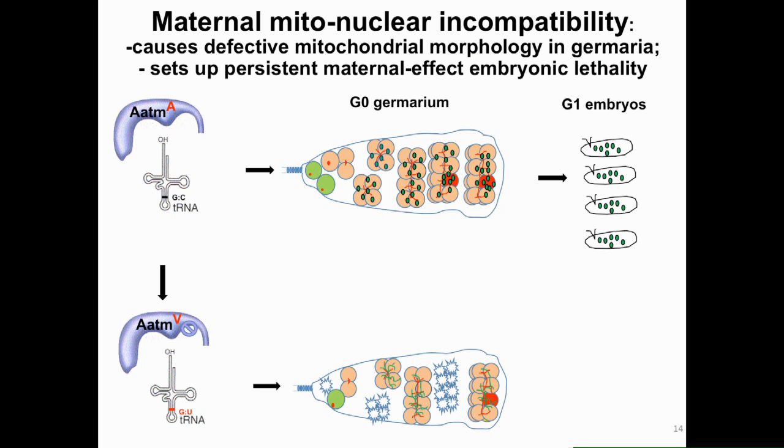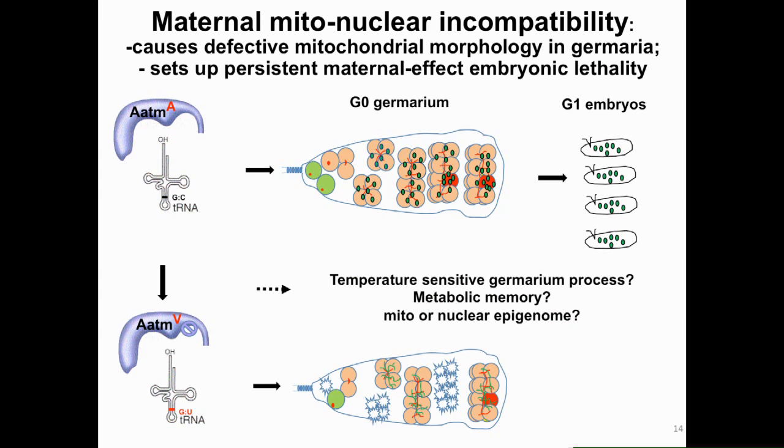As I said, at this point we still don't quite understand how this influences the survival of the next generation. But we have two non-mutually exclusive models. We think it's either a temperature-sensitive period or a temperature-sensitive process in the germarium, or there's a certain kind of metabolic memory or even epigenetic memory that's being set up in the germarium that dictates the hatch rate of the G1 embryos. So we're currently in collaboration with Dr. Jason Tennyson to test this idea.